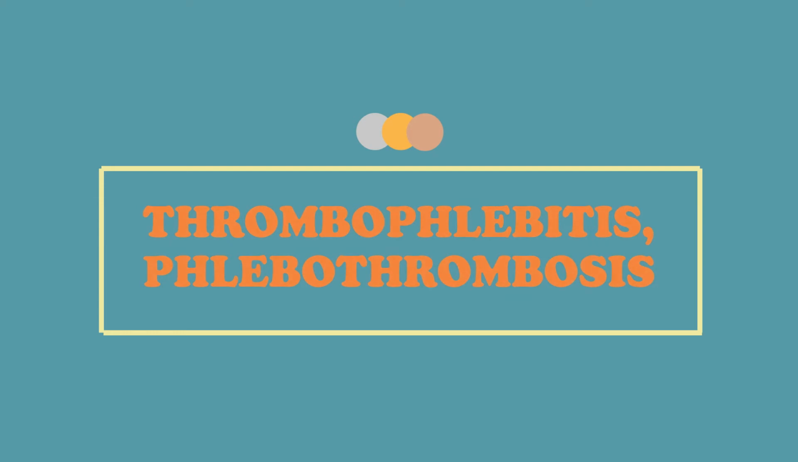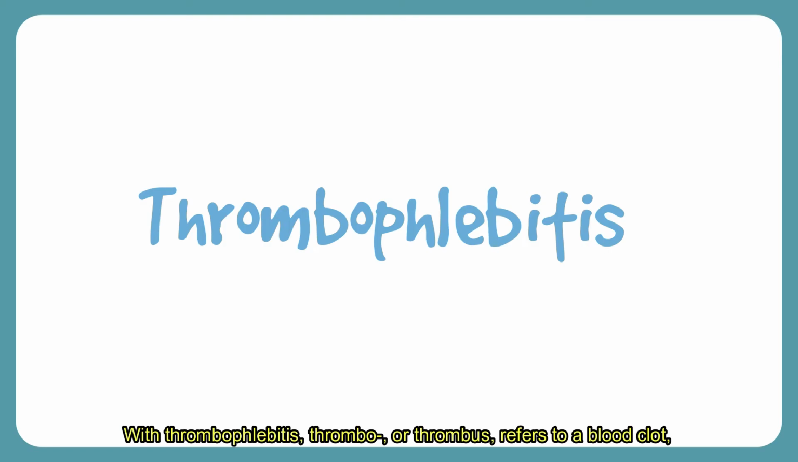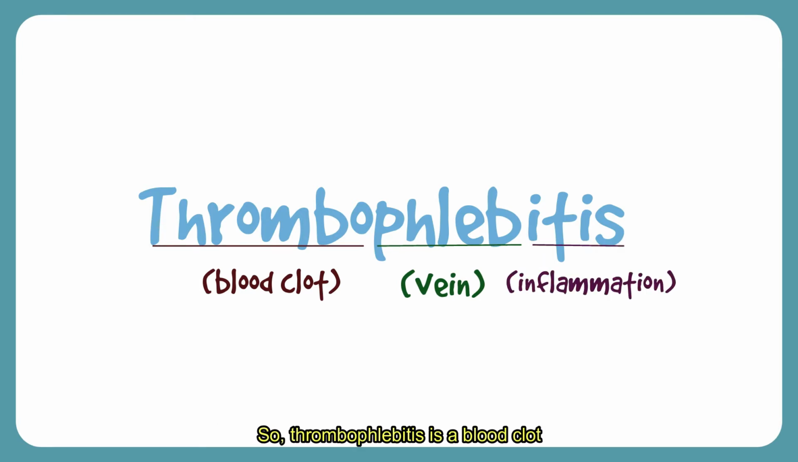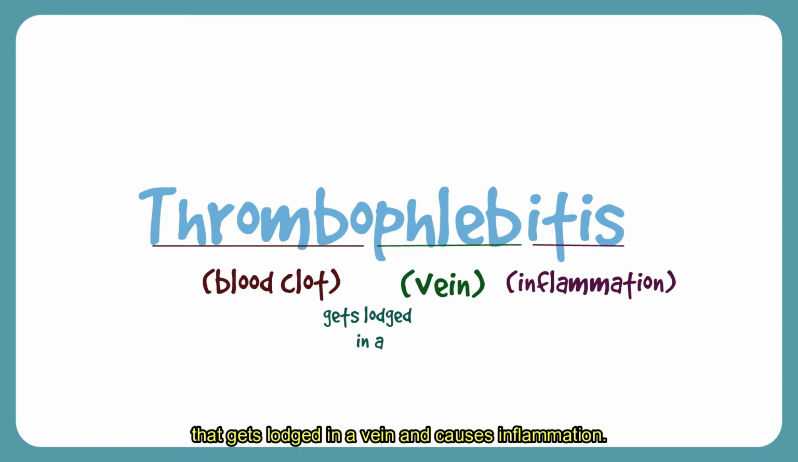Thrombophlebitis and phlebothrombosis. With thrombophlebitis, thrombo or thrombus refers to a blood clot. Phleb refers to a vein, and itis refers to inflammation. So thrombophlebitis is a blood clot that gets lodged in a vein and causes inflammation.